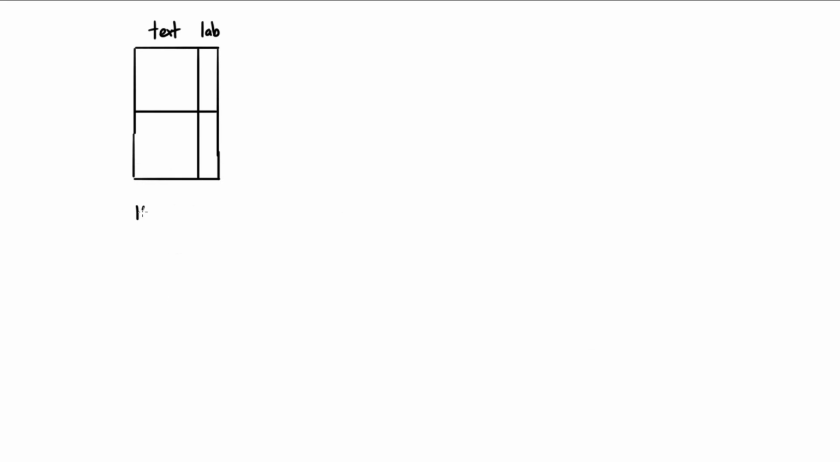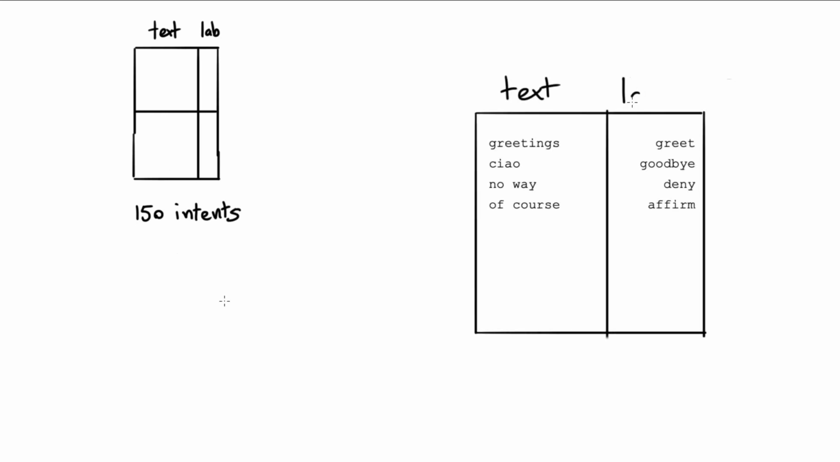I have a data set that has about 150 intents. And just to zoom in explicitly, that means that I have a data set with text examples as well as these intent labels. And I would have 150 of these intent labels in total. So that's 150 different classes that I have to predict. And for each class, I have 150 examples over here. So this is the classification task that I'll be looking at.